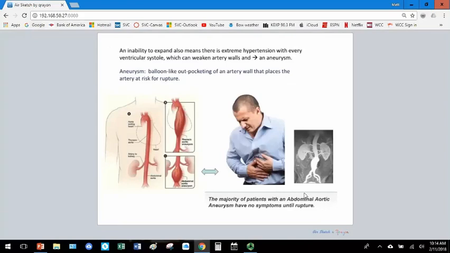This inability to expand also means there's extreme hypertension with every heartbeat. Okay, and this can weaken artery walls and cause an aneurysm, a balloon-like outpocketing of an artery wall that places it at risk for rupture. And as you can imagine, aneurysms aren't good. Here's a thoracic aneurysm. There's an abdominal aneurysm.